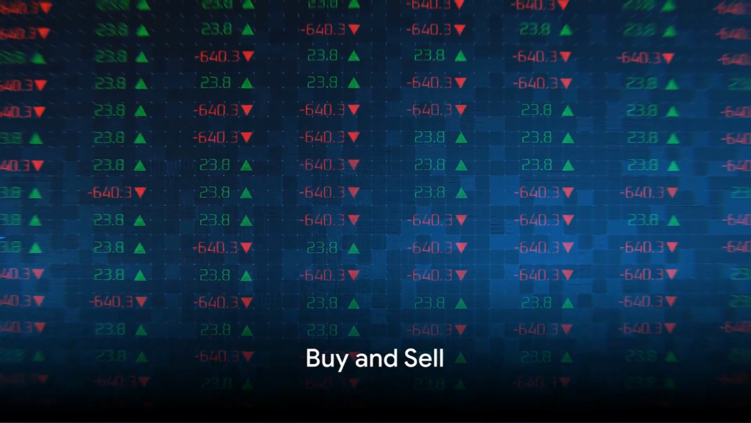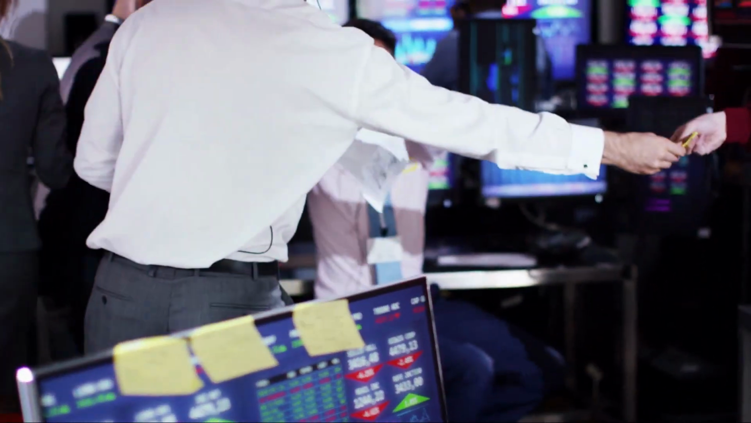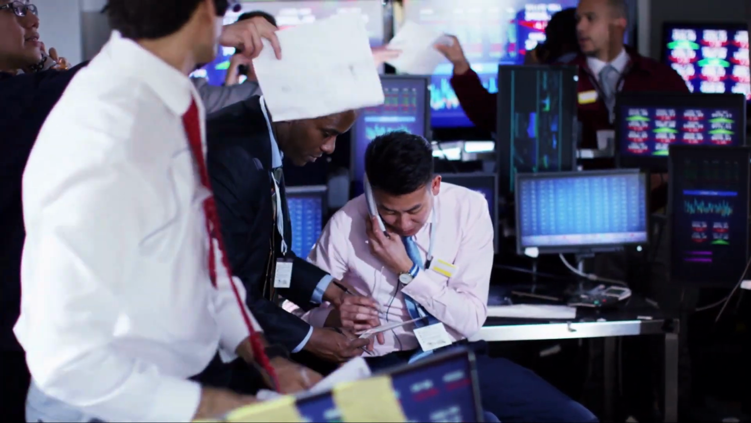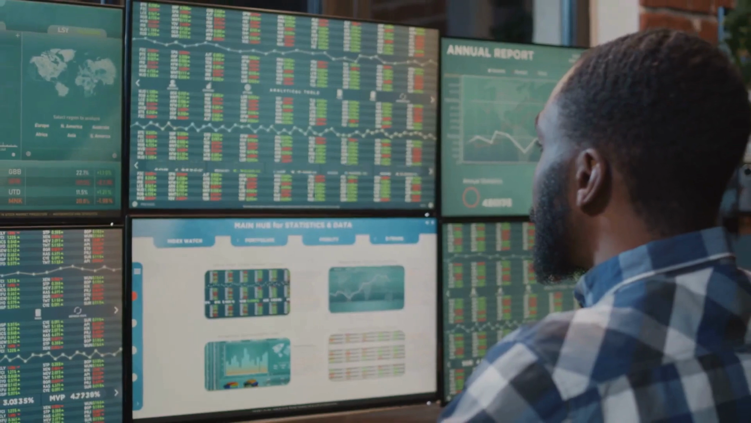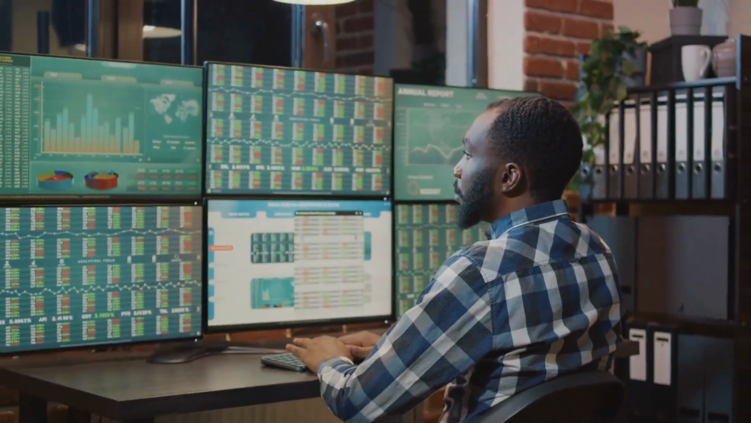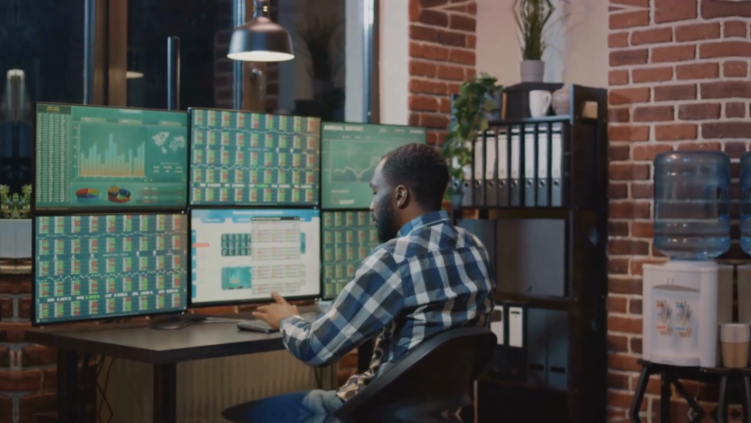First up, the most basic terms, buy and sell. In the world of trading, buying refers to acquiring an asset, like a stock or a commodity, with the expectation that its value will increase over time. Selling, on the other hand, is the act of getting rid of an asset, usually with the aim to make a profit from its increased value since the time it was bought.